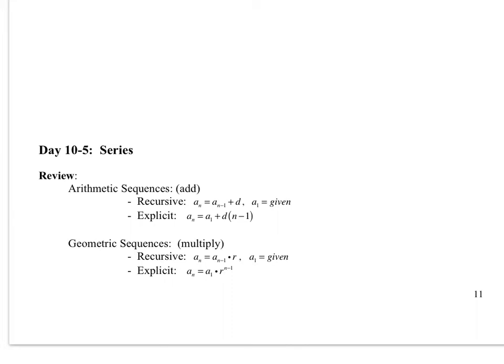Now, on the bottom of page 11 is just a basic review of our recursive and explicit formulas for both arithmetic and geometric. What you have to know is that with arithmetic you're adding, and with geometric you're multiplying. So arithmetic has a common difference, a d value, and geometric has a common ratio, an r value. Okay, let's go on to page 12.